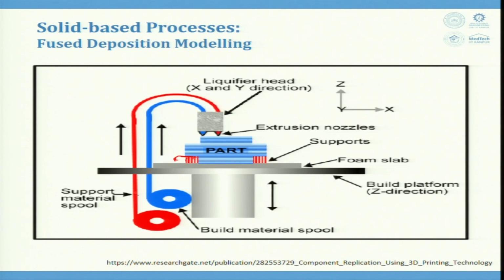A single material could also be used for support and for the build material, but there the wastage of material could be there. So, the material that is expensive, that is the major part material, is blue, and the support material is a material that could be removed and also is not very expensive. So, we have support extrusion nozzles here, we have an XY direction moving extruder here, build material spools are here, and we have the build platform, and we have the foam slab.